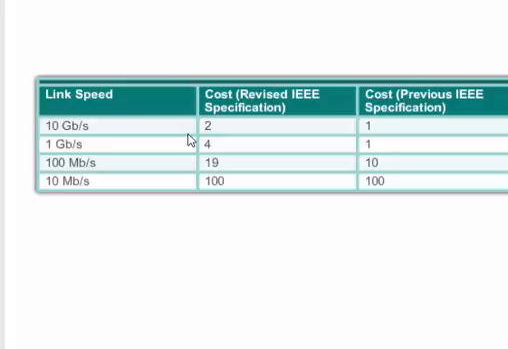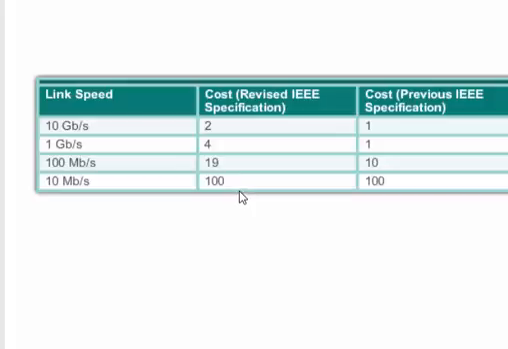Now in this picture you see the default port costs. The default port costs are defined by the speed at which the port operates. The 10 gigabit Ethernet port has a port cost of 2, 1 gigabit Ethernet port has a port cost of 4, and 100 megabit per second Ethernet ports have a port cost of 19, and 10 megabit per second ports have a port cost of 100. So as the speed decreases, the port cost increases.